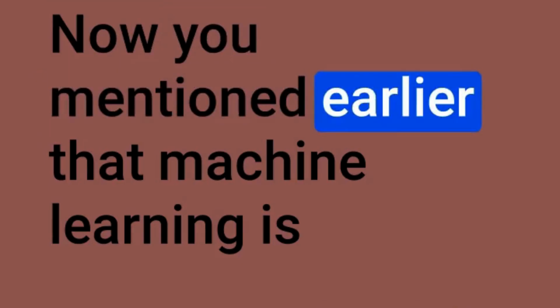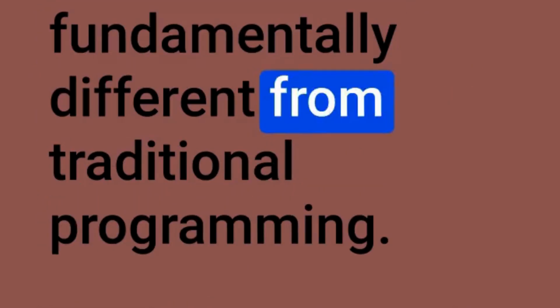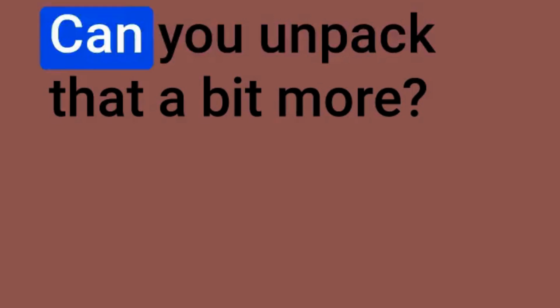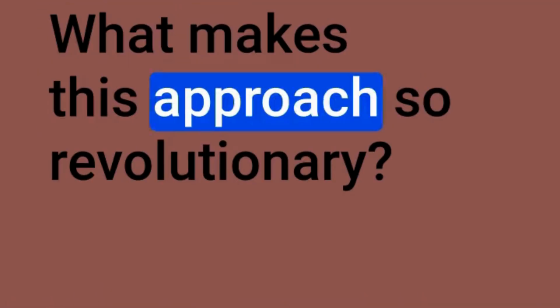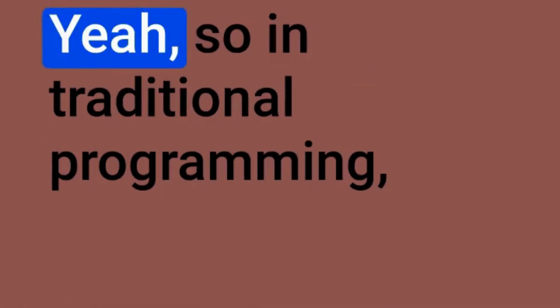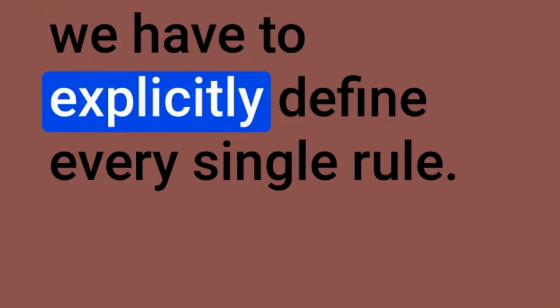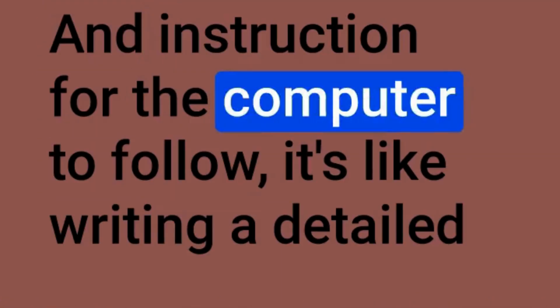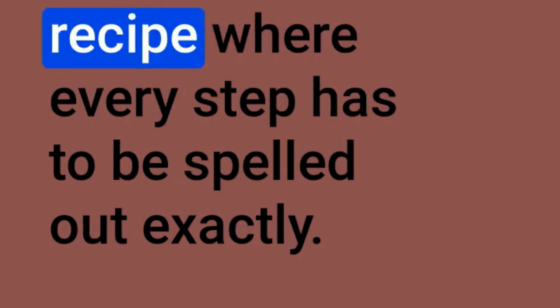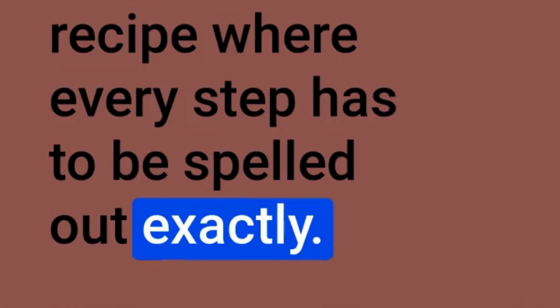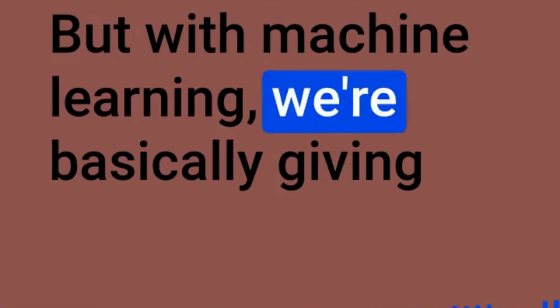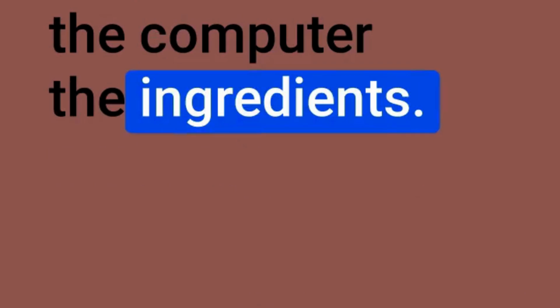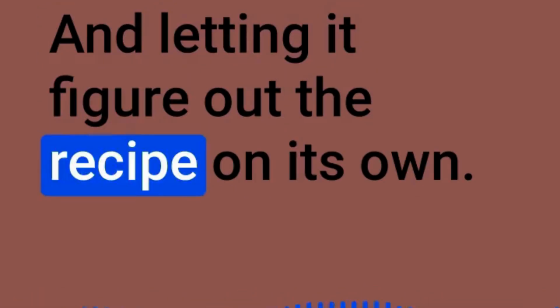Now, you mentioned earlier that machine learning is fundamentally different from traditional programming. Can you unpack that a bit more? What makes this approach so revolutionary? So in traditional programming, we have to explicitly define every single rule and instruction for the computer to follow. It's like writing a detailed recipe where every step has to be spelled out exactly. But with machine learning, we're basically giving the computer the ingredients and letting it figure out the recipe on its own.